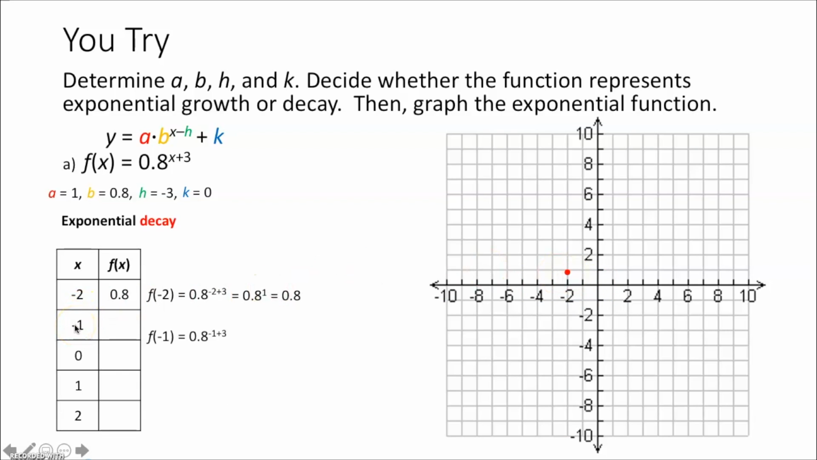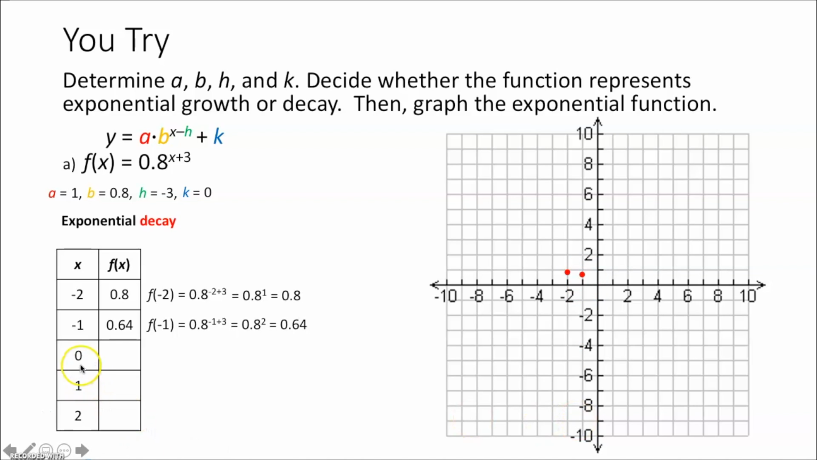Next, negative 1. If I were to plug that in for x, what's negative 1 plus 3? That's going to be 2. So what is 0.8 squared? That's going to give you 0.64. So we get negative 1 comma 0.64. So we go over to negative 1, up 0.64, like almost halfway up, and put a point.